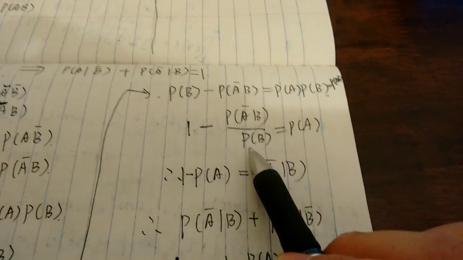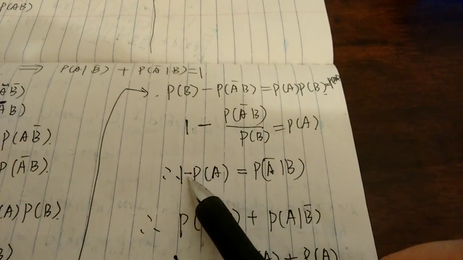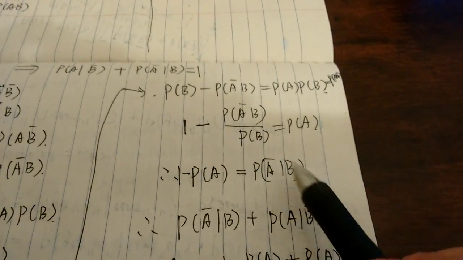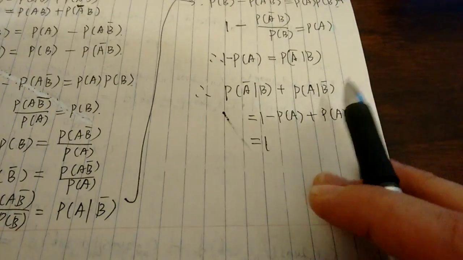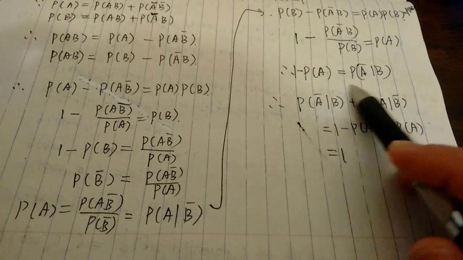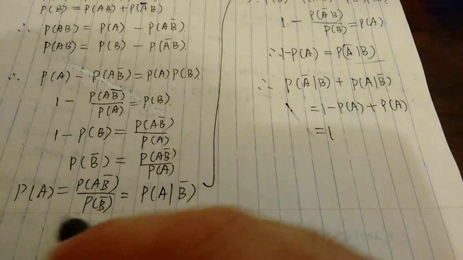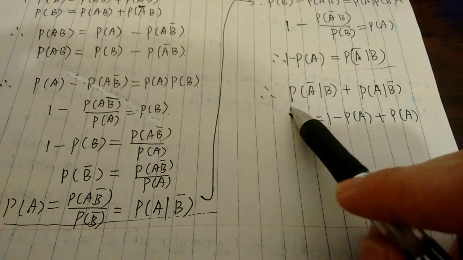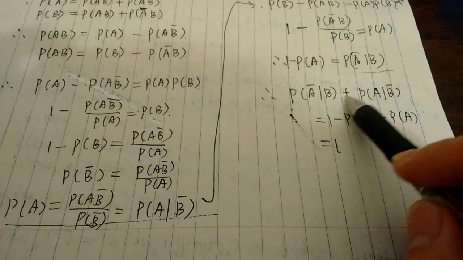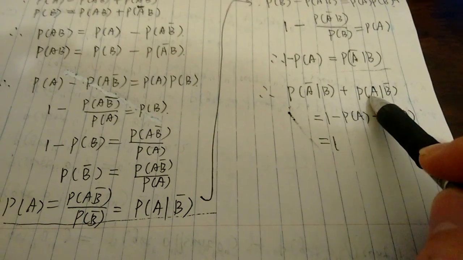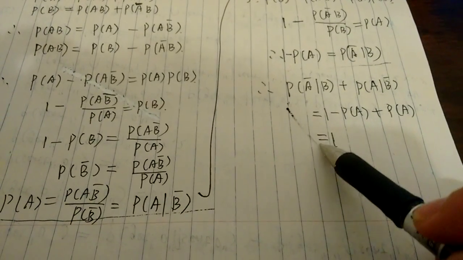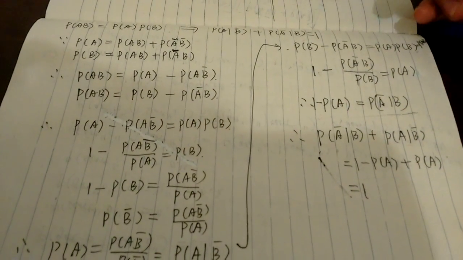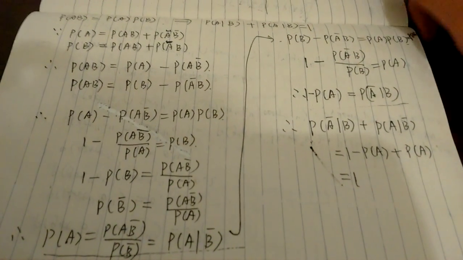And rewriting this, we got 1 minus probability A equals probability A complement given B. And from both of these two equations, we know that probability A complement given B plus probability A given B complement equals 1. And finally, we proved both of these two equations. So that's it. Thank you.